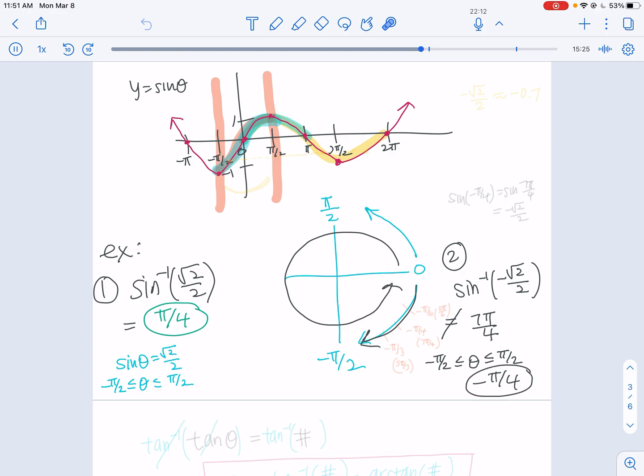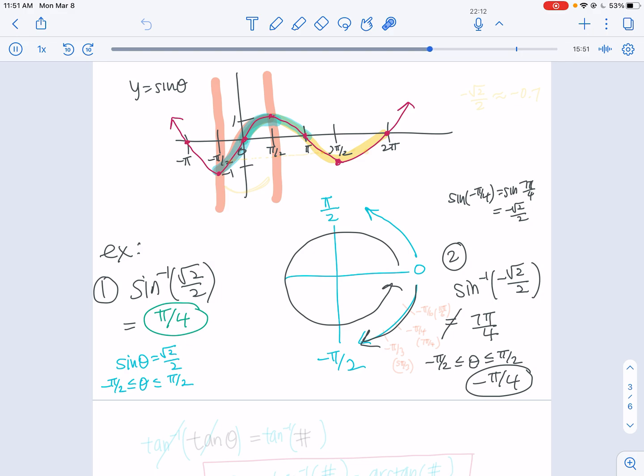Okay, think about it. Sine of negative pi over 4 is the same thing as sine of 7 pi over 4, which is negative root 2 over 2. Do you guys see that? So you have to give your angle within the restriction, right? If it's in quadrant 4, you have to go from 0 to negative pi over 2. I'm going to have you talk to your neighbors about this real quick. Make sure you guys understand what's happening.